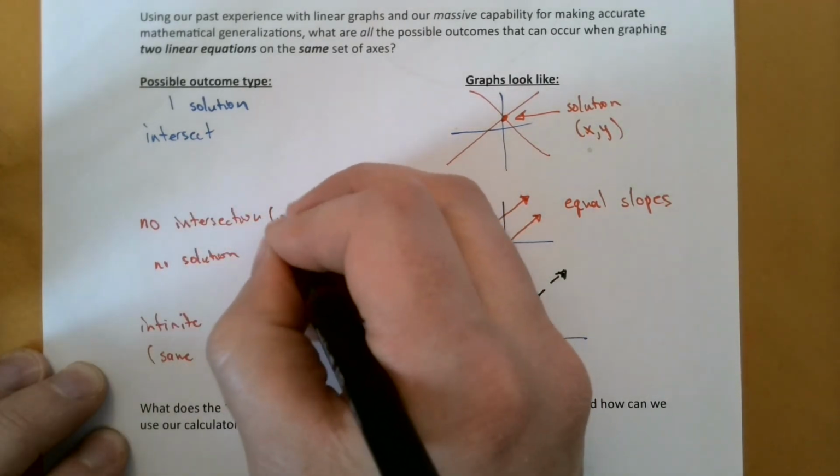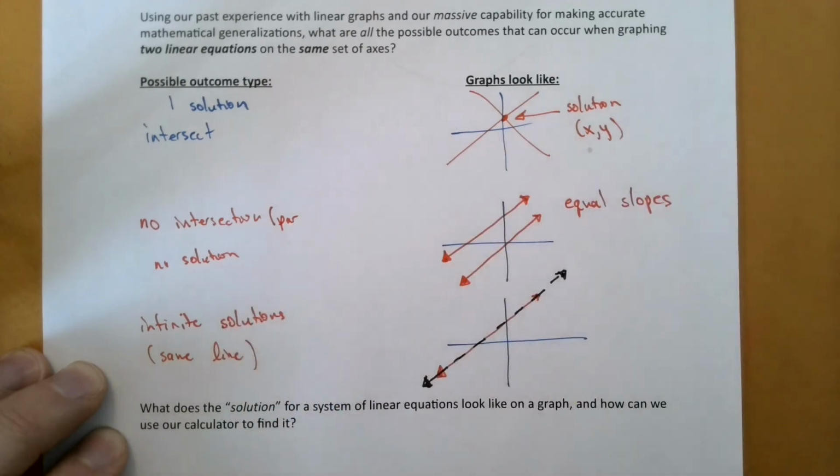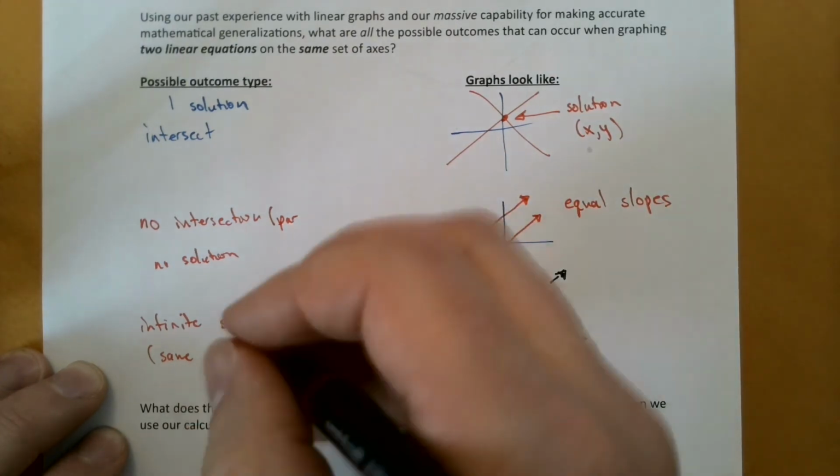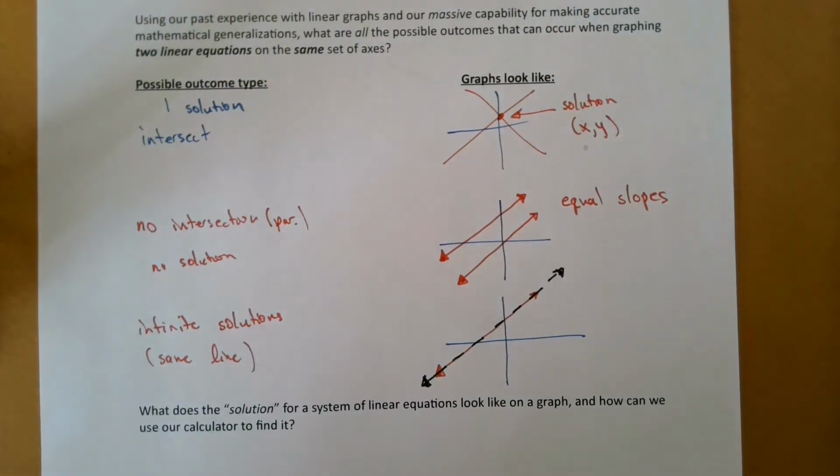No intersection. I forgot to add that this means parallel. Boy, I suddenly can't spell parallel. Look up how to spell that for me, would you?